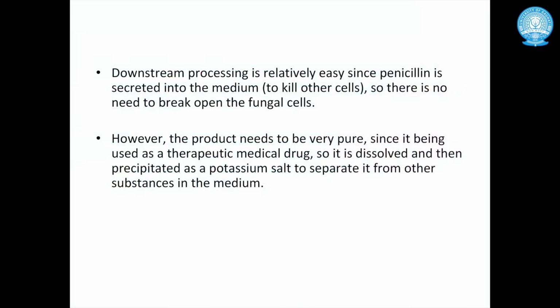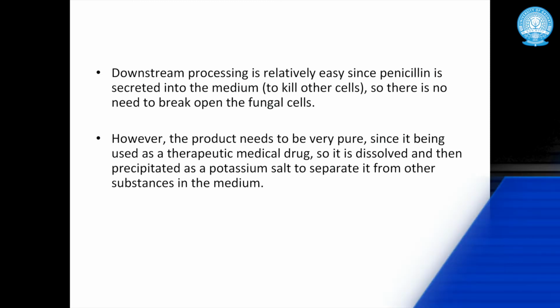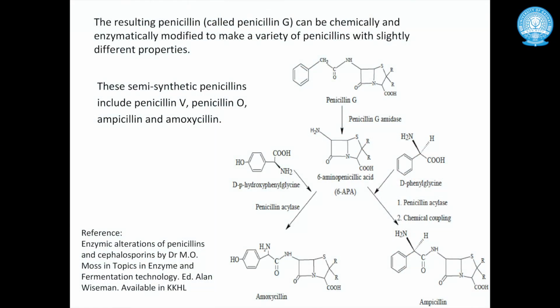So the downstream processing of penicillin is quite simple. It is also very easy, since the antibiotic is secreted into the medium. There is no need to kill the cells to extract the antibiotic, because it is already present in the medium, not in the cell. Okay, in this slide there are the conversion pathways, or the possible modifications of 6-aminopenicillanic acid to different potent antibiotics. So all these modifications are done chemically, or maybe enzymatically, but these are done in vitro, not inside the cell.